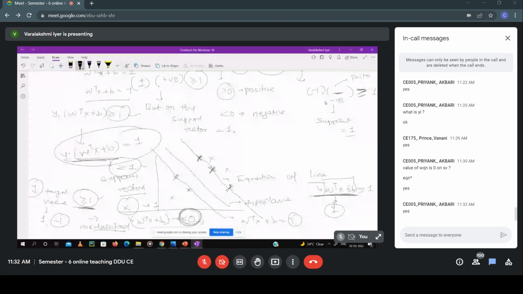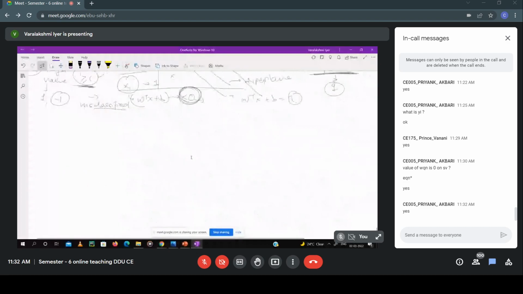Okay, I suppose everyone is clear with this point, right? So what we defined just now: we created a hyperplane. We defined an equation of the hyperplane that we have. The equation of the hyperplane is W transpose X plus B equals 0.